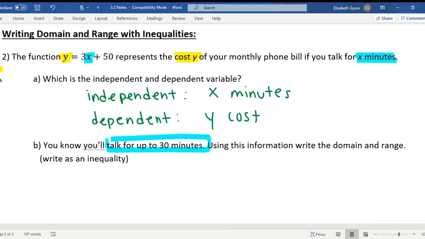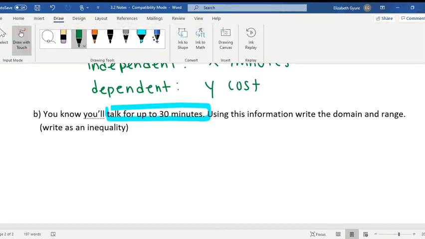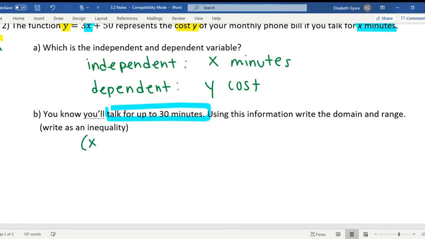Is that necessarily just one set value? No, maybe you'll talk for 25 minutes. Maybe you'll talk for 25 and a half minutes. Maybe you'll talk for 3 minutes and 30 seconds. I don't know, right? So that's not just set values. So what we are going to do now is we are going to write this as inequalities. So when you do your domain and range inequalities, remember, give yourself the little fill in the blank to work with. So for your x's, remember that's your domain.